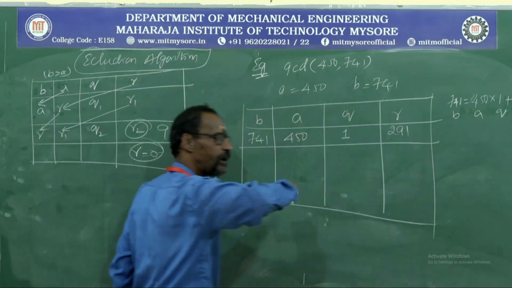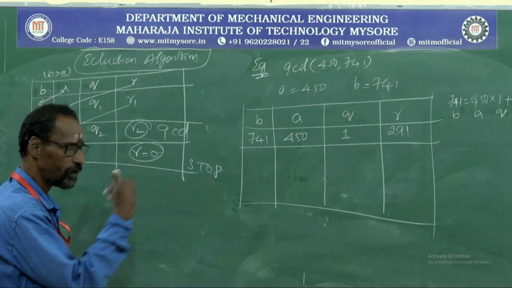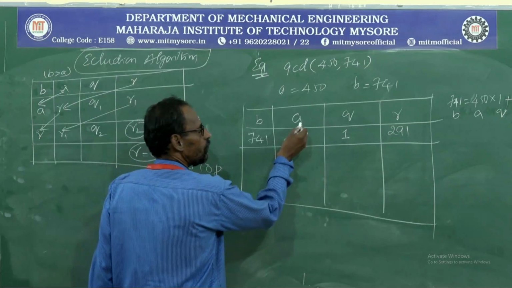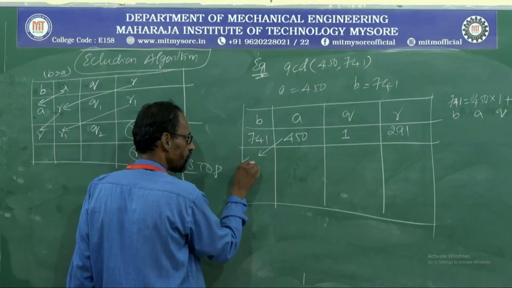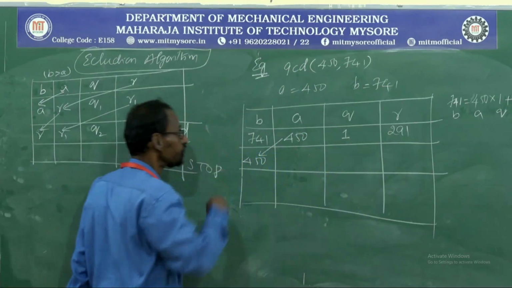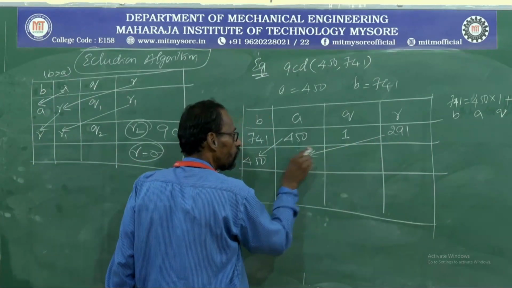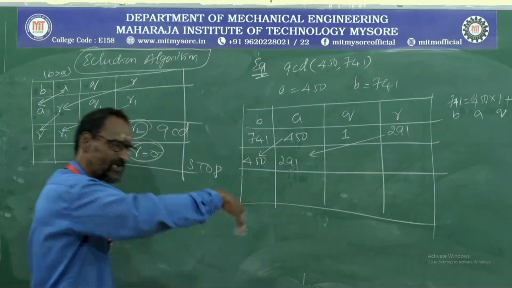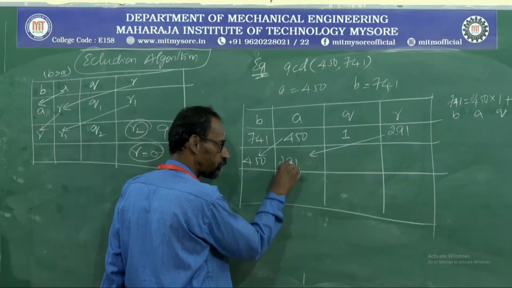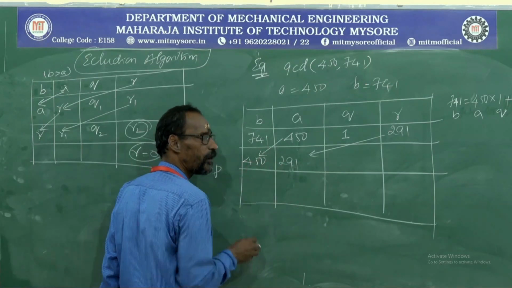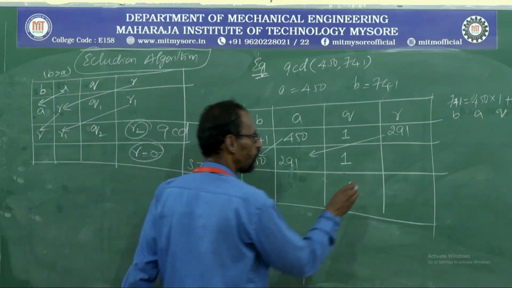Now the first level of the division algorithm is over. My remainder is not equal to 0, so I should continue. How? Remove B, bring A. That is 450. Remove A, bring the R value, not the Q value. It is going to be 291. Again apply the same procedure. When you divide 450 by 291, the quotient will be 1 and my remainder will be 159.